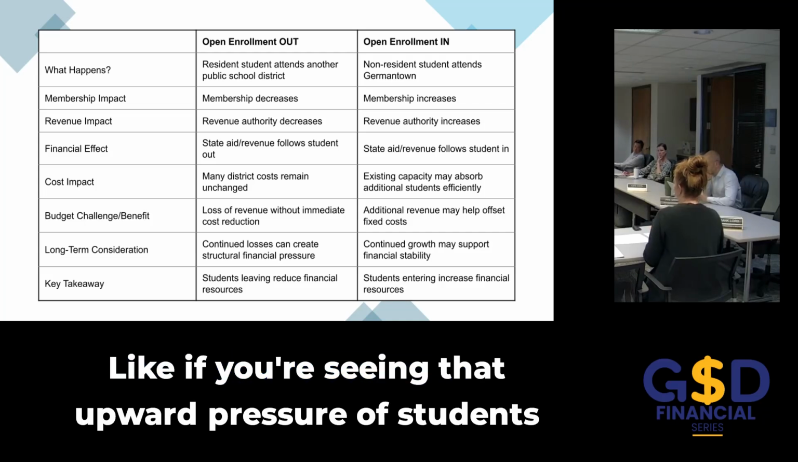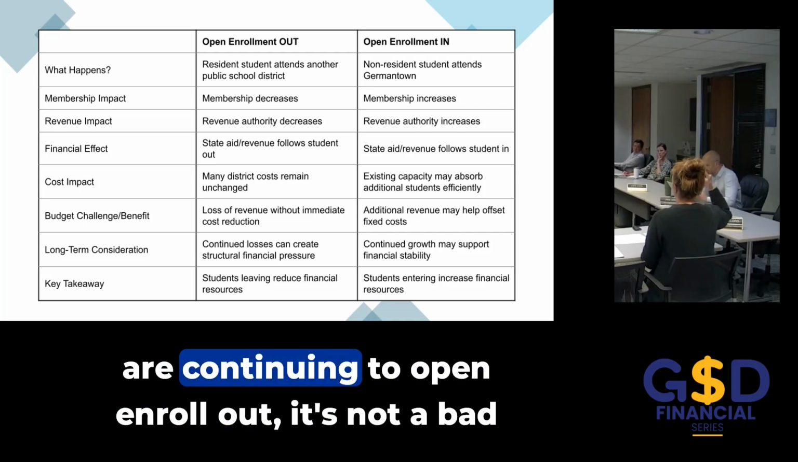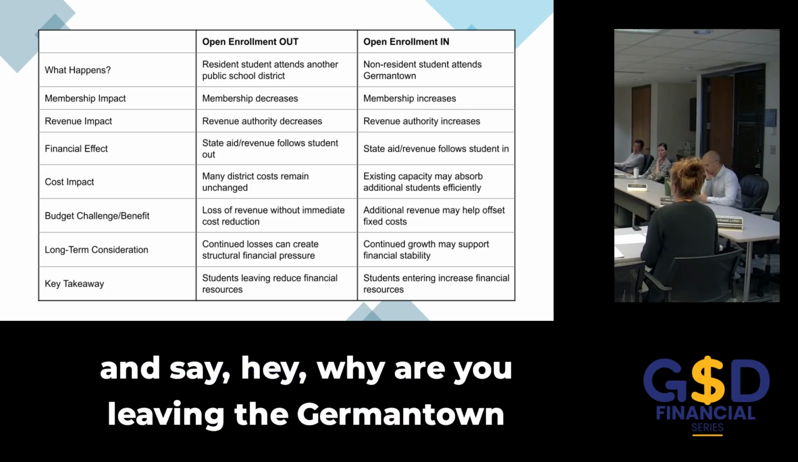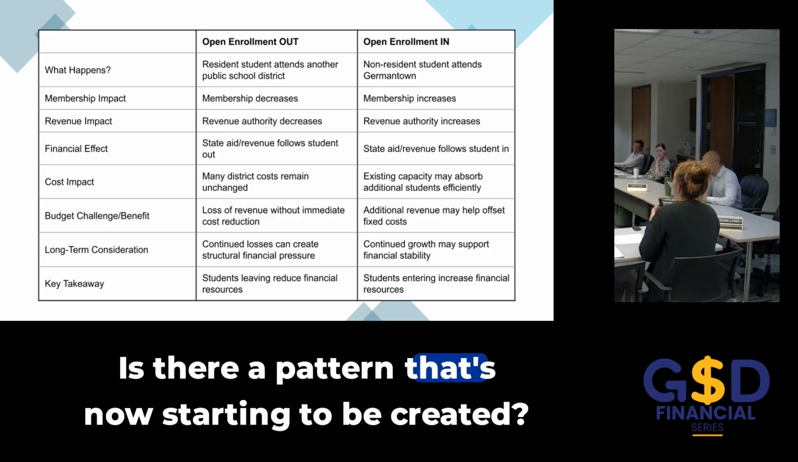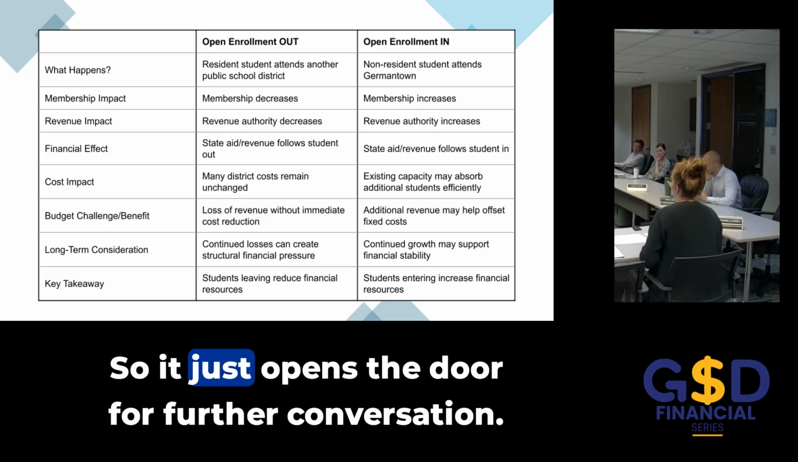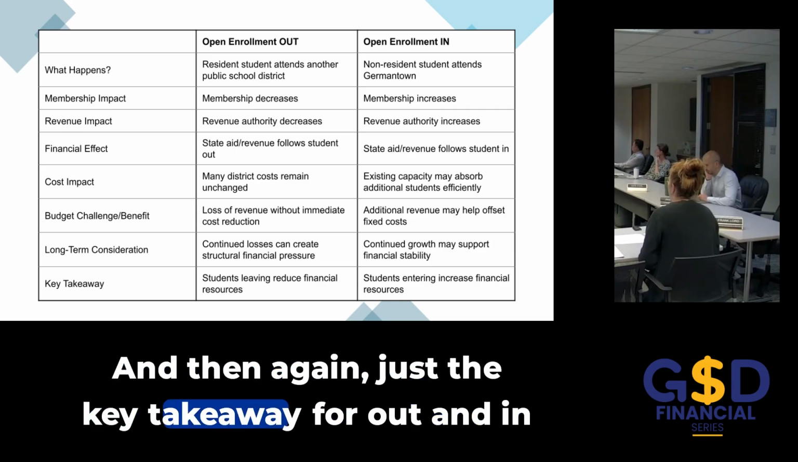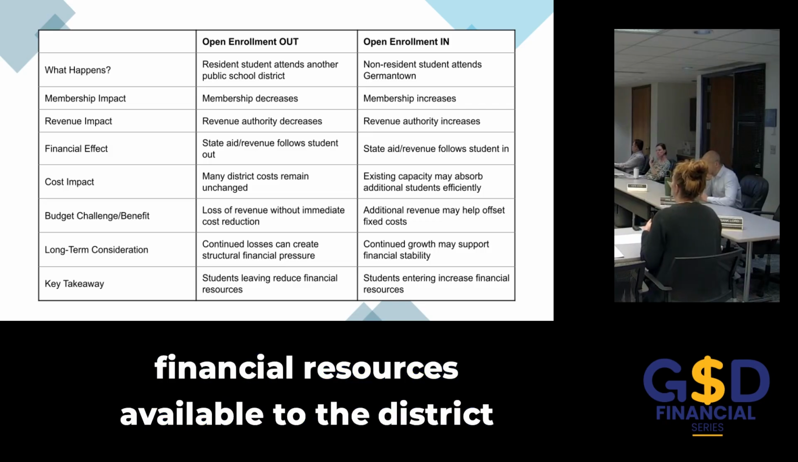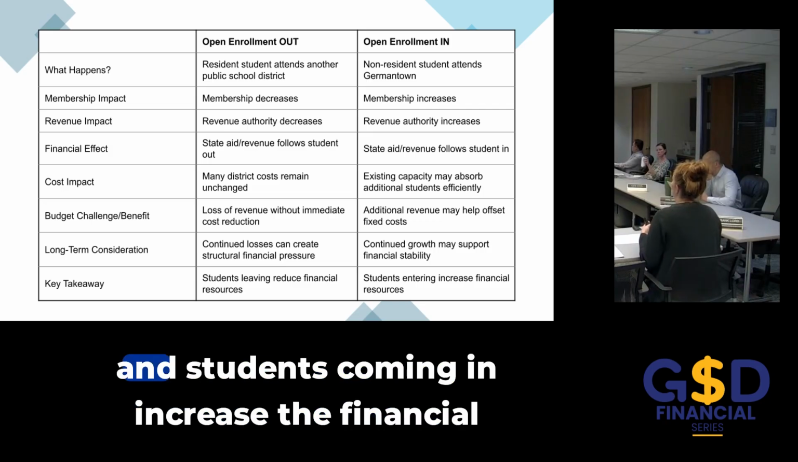Like if you're seeing that upward pressure, if students are continuing to open enroll out, it's not a bad thing to reach out to those families, do some outreach and say, hey, why are you leaving the Germantown School District? Is there a pattern that's now starting to be created? So it just opens the door for further conversation. And then again, just the key takeaway for out and in is obviously students leaving reduce the financial resources available to the district, and students coming in increase the financial resources.